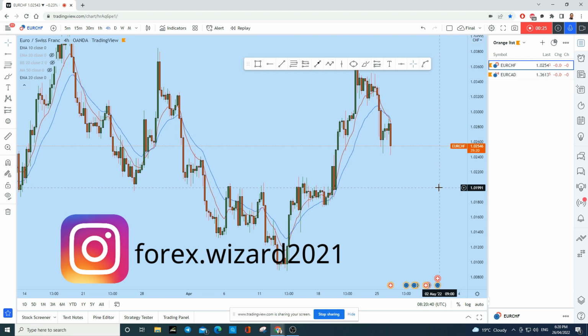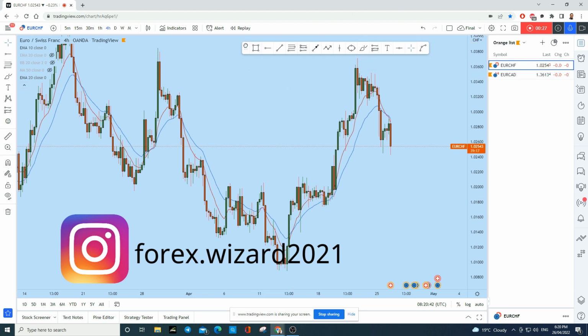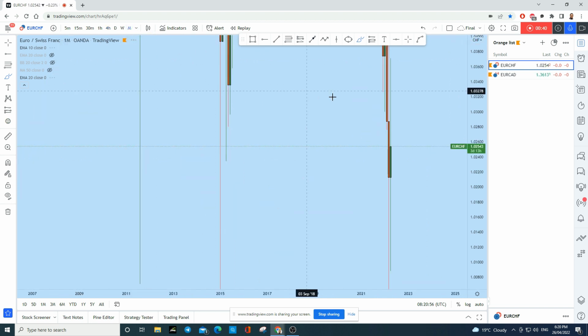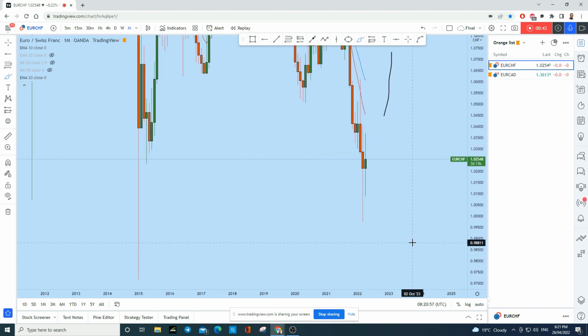Now, starting with Euro CHF on the 4 hour time frame, you see that there is a significant trading opportunity arising. Before we discuss how we can trade, make sure you smash the like button. Let's start with the higher time frame first to see the directional bias, and we'll come back to the lower time frame to see how we can trade.